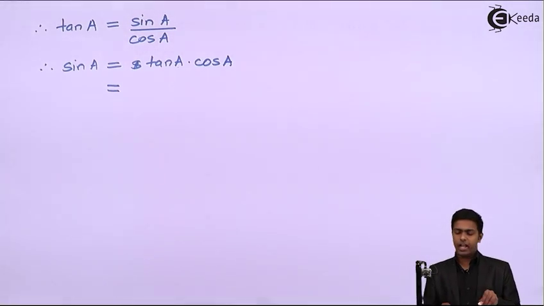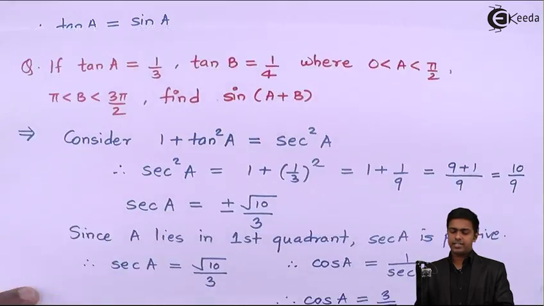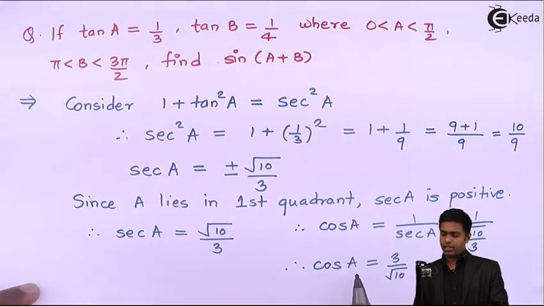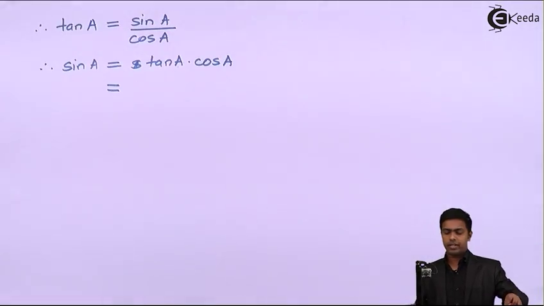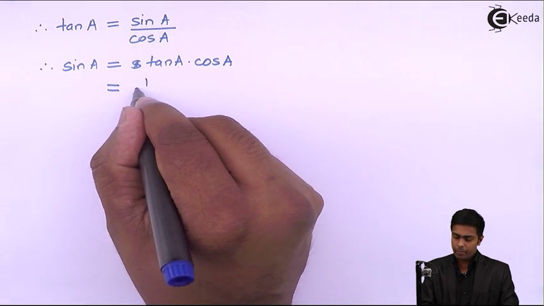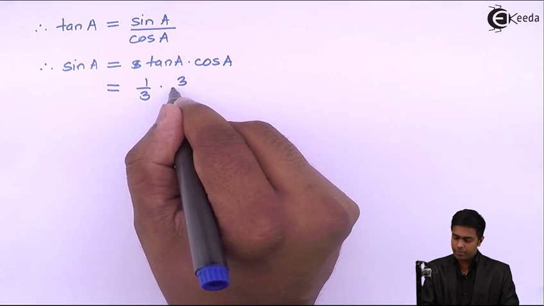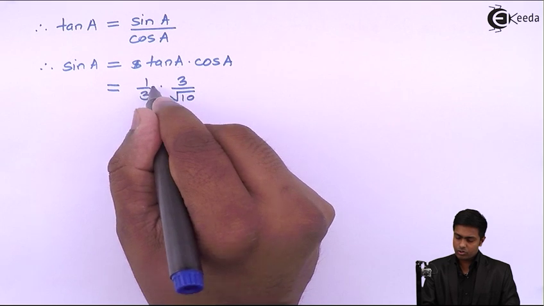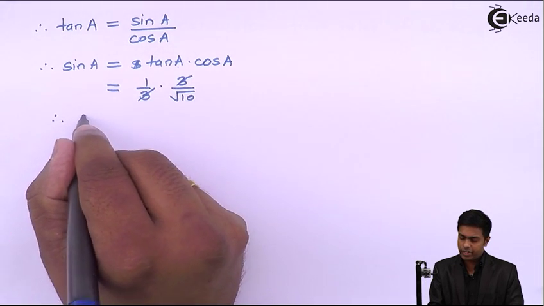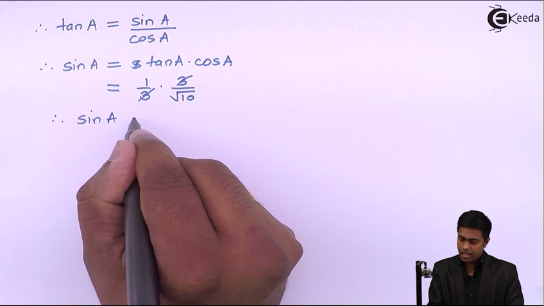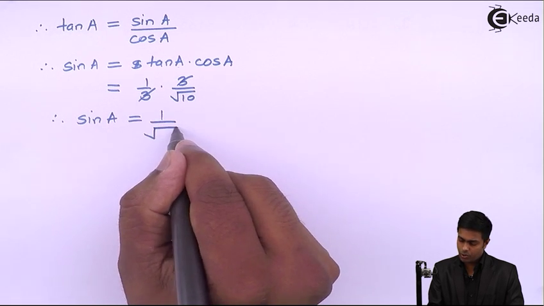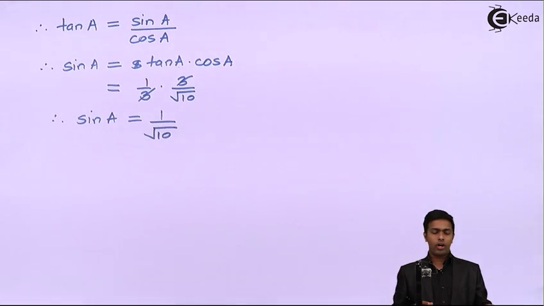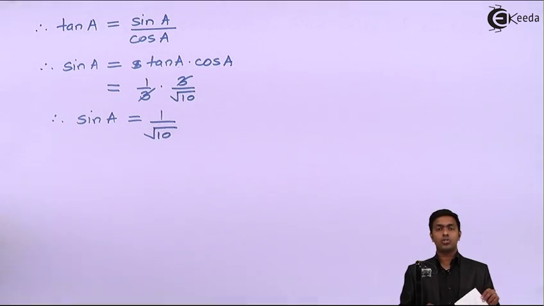Now what is the value of tan A? tan A is given as 1 by 3 and cos A we got as 3 by root 10. So here I will write 1 by 3 into 3 by root 10. The 3 and 3 cancel, and therefore we get the value of sin A as 1 upon root 10. So we got the value of sin A from cos A and tan A.